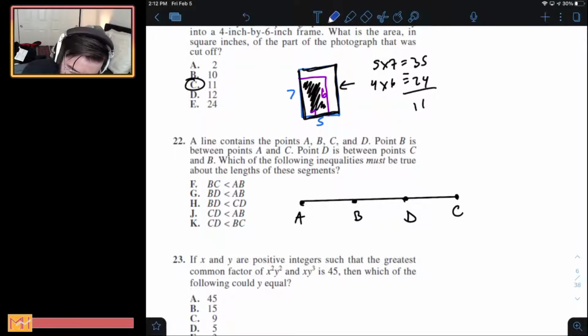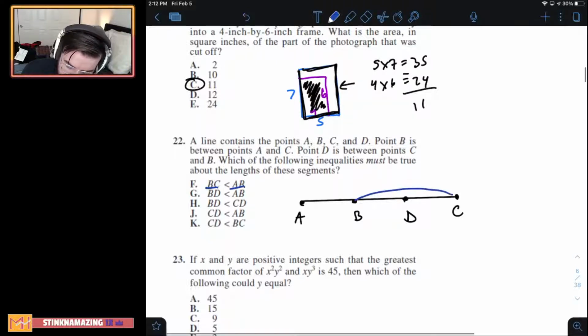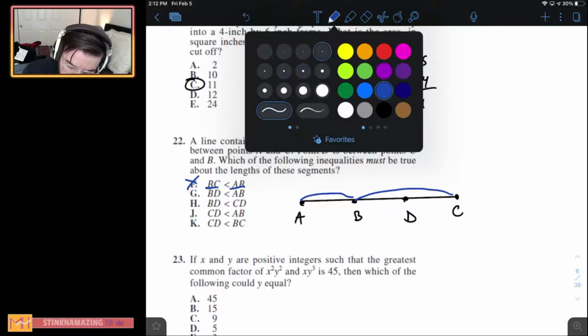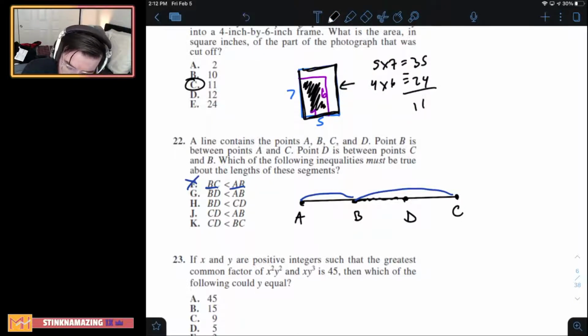So BC is less than AB. Not necessarily. The way I've drawn it, it's actually bigger than AB. So I don't think that must be true. BD is less than AB. Again, not necessarily true, right?